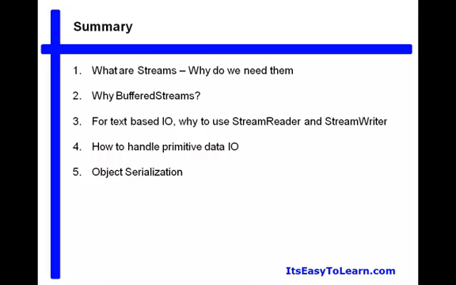Then why use buffer streams? Because buffer streams provide us some great improvement on the operating system performance. They are an optimization on the interrupts. For text-based IO, why use stream reader and stream writer? Because stream reader and stream writer provide us methods to read data line by line from a file, the read line and the write line methods, and they abstract the new line character. The new line character can be anything, either carriage return or carriage return and line feed or something else. We need not worry about it. So that is the abstraction provided by text-based IO.